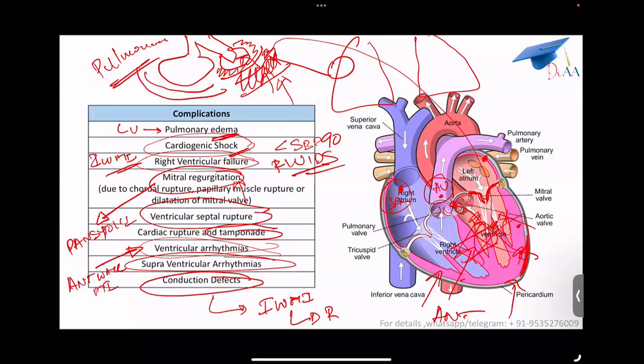They can ask you questions like this. In inferior wall MI, which is the most common complication you can suspect? They might give different options. Conduction defects is the one. In an anterior wall MI, which is the most common complication you can suspect? That is ventricular arrhythmias. This is important. Remember it, and it will help you.